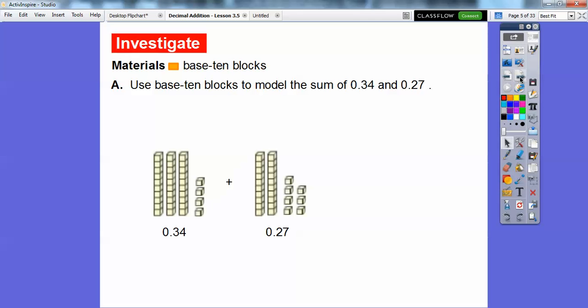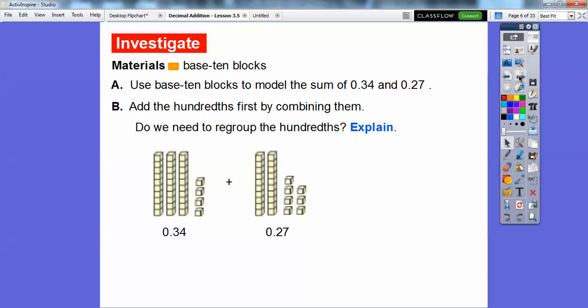So we're going to use base 10 blocks. So there's 34 hundredths right here plus 27 hundredths right here. Okay, so we're going to add the hundredths first by combining them. So the hundredths are these small cubes right here. So do we need to regroup the hundredths? Okay, we're going to add these hundredths right here with these 7 right here.